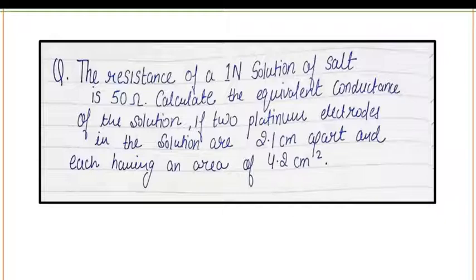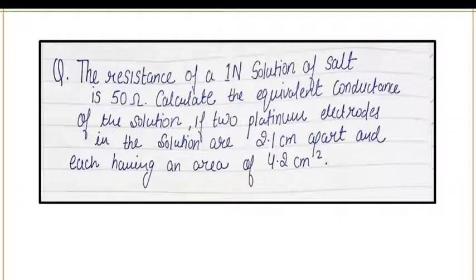The question says the resistance of one normal solution of salt is 50 ohm. Resistance is given, that is 50 ohm, and the concentration of the solution is given, that is 1 normal. What you have to calculate? Calculate the equivalent conductance of the solution. If two platinum electrodes in the solution are 2.1 centimeter apart, meaning length is given as 2.1 centimeter, and area is 4.2 centimeter square, you have to calculate the equivalent conductance.